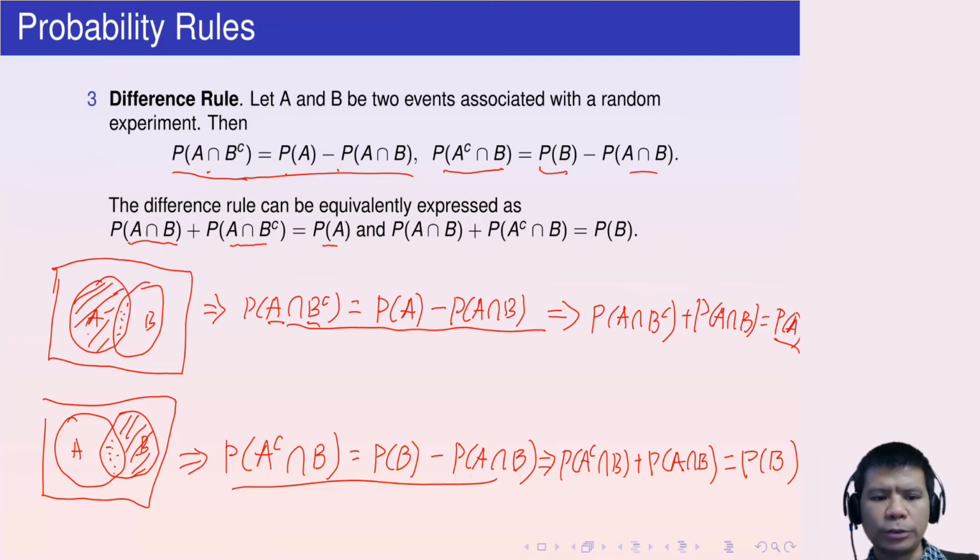Now this is the difference rule. This difference rule is to find the intersection of one event and the complement of another, so A intersect B complement or A complement intersect B. Okay.